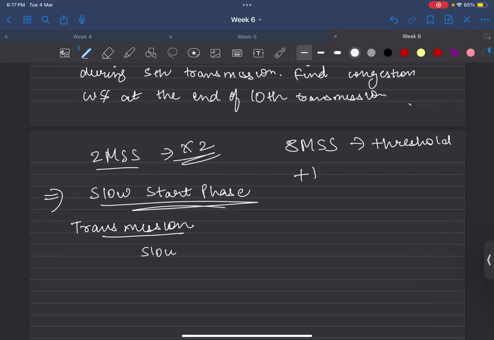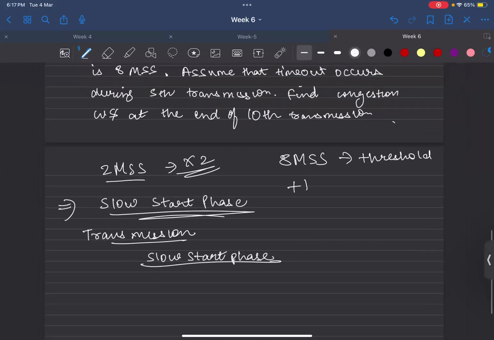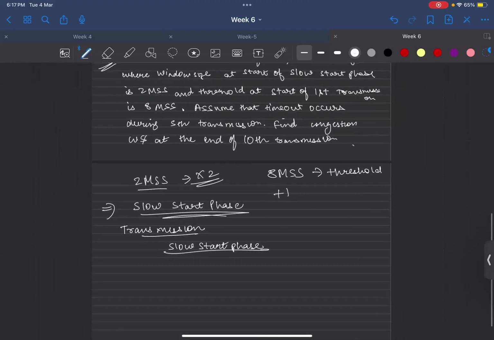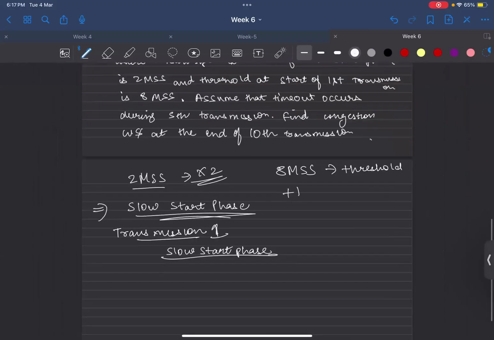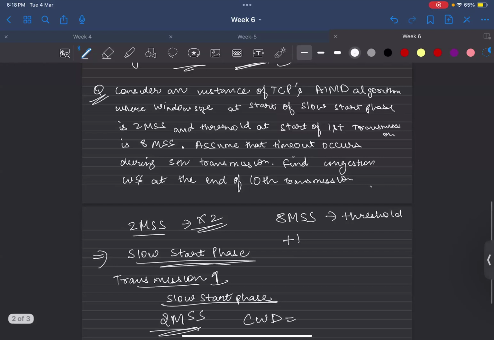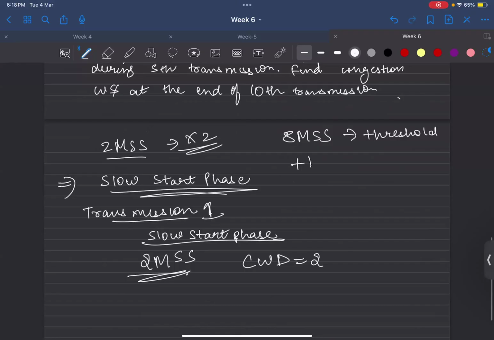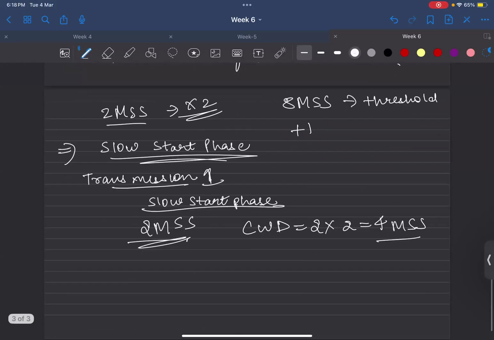We are at slow start phase. Transmission number 1. This is the first transmission, that is 2 MSs, where we started. Whenever we are starting the congestion window, we are at slow start phase. It is always a multiple of 2. So 2 multiplied by 2, that is 4 MSs. Now my new congestion window is basically 4 MSs.